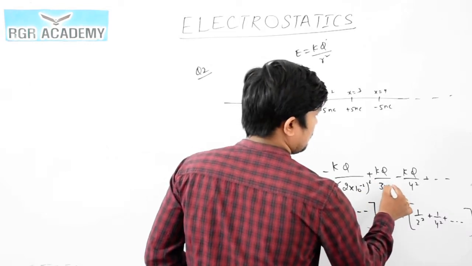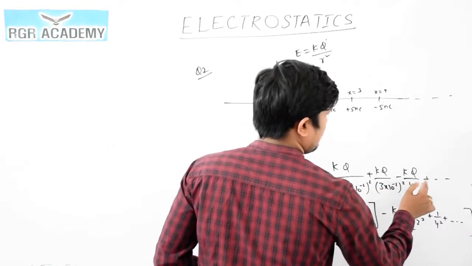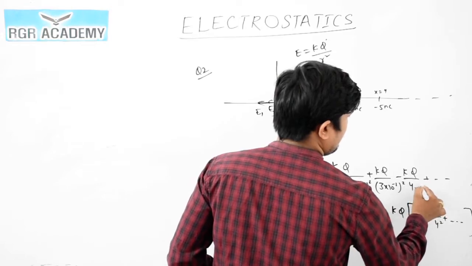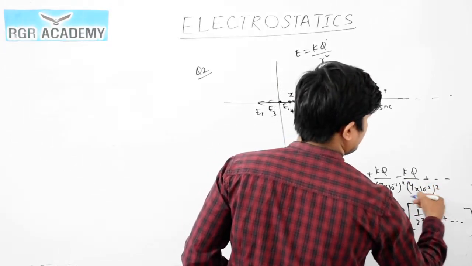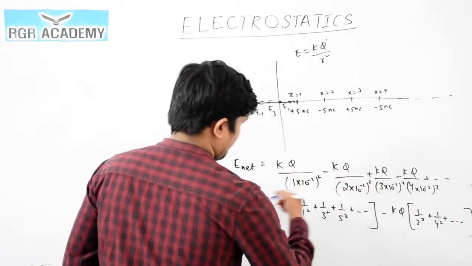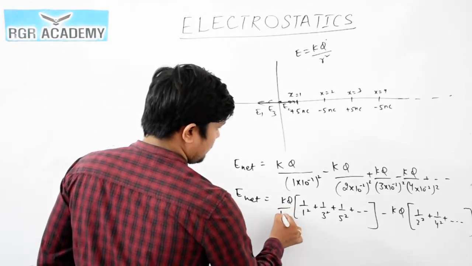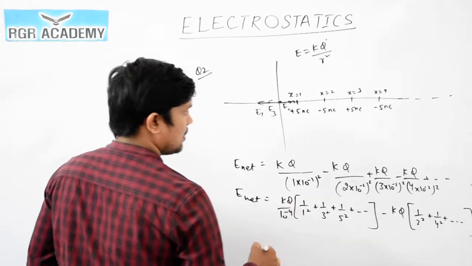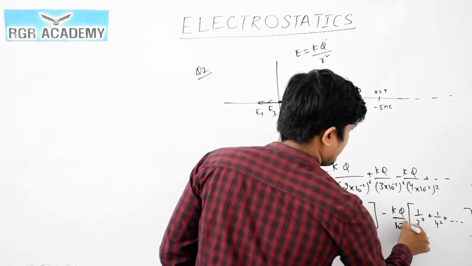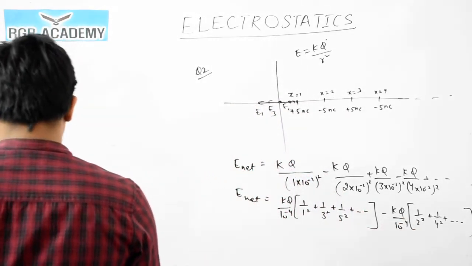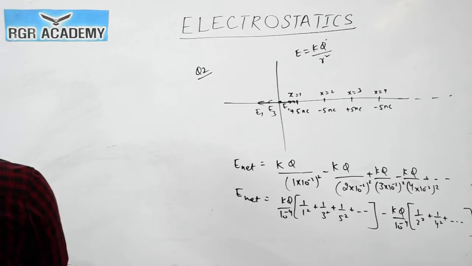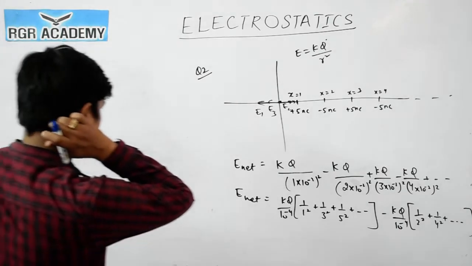3 into 10 to the power minus 2 square, 4 into 10 to the power minus 2 square, like this way it will go on. Okay, so from here what I will do, I will take 10 to the power minus 4 as common. Here also 10 to the power minus 4 as common. Clear? So after solving this, what results we will get? Value of k is 9 into 10 to the power 9.